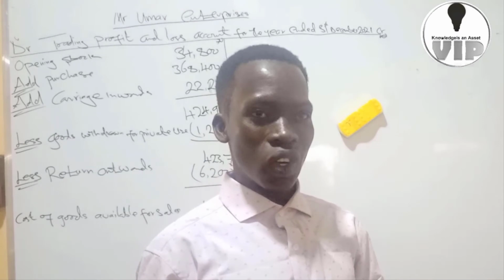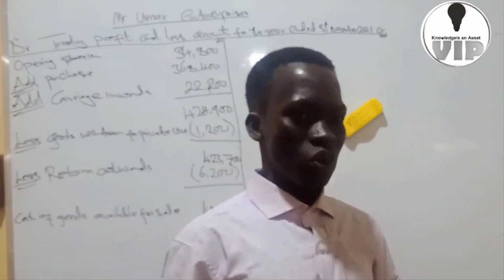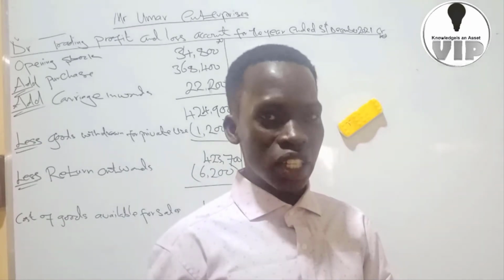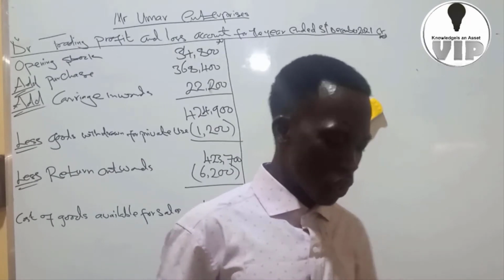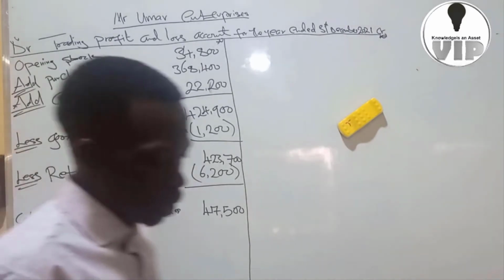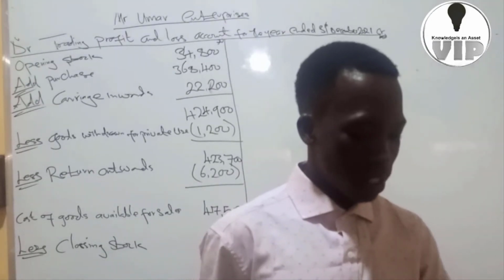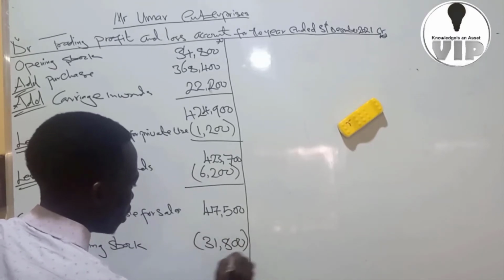The remaining unsold goods of this year. We are going to less it because we want to know what we actually sold. As we know, accounting is based on narration, giving the actual of what happened. So now we want to less the cost of closing stock of this year. Less closing stock. Closing stock is how much? If you check the additional information, they say stock on 31st December 2021 was valued at 31,800. So minus it from here.